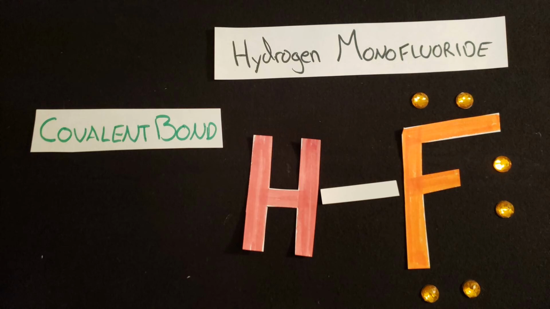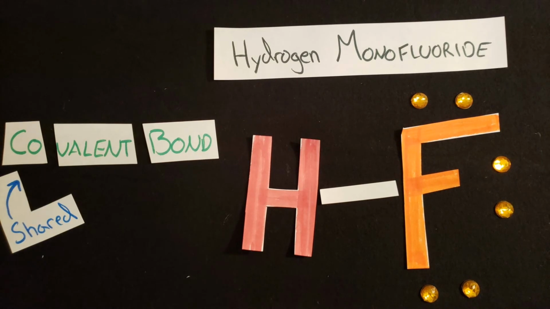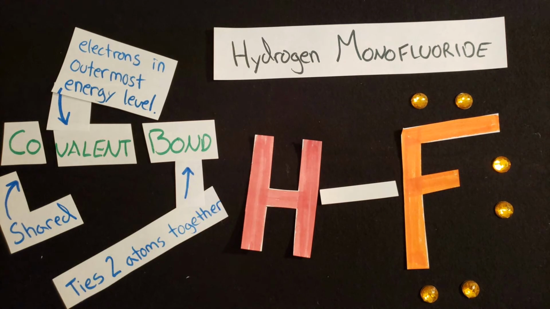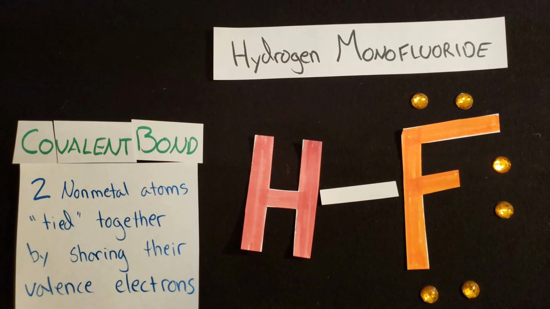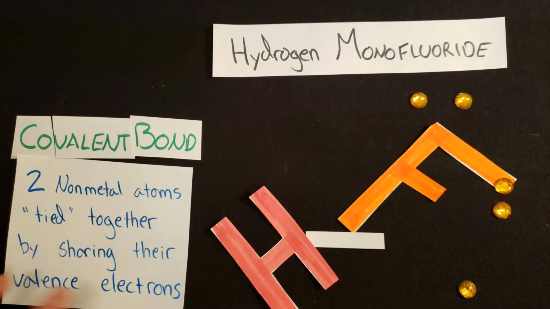Let's talk about that line. So this line is known as a covalent bond. But let's break apart this word, covalent bond. Co meaning shared, valent meaning the electrons in the outermost energy level, and bond being the thing that ties those 2 atoms together. So we sandwich all those together. We've got 2 nonmetal atoms that are tied together by sharing their valence electrons.